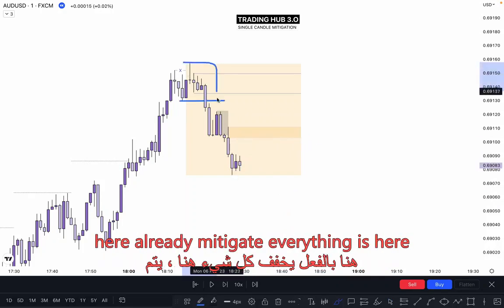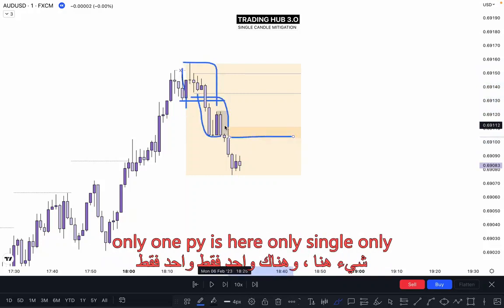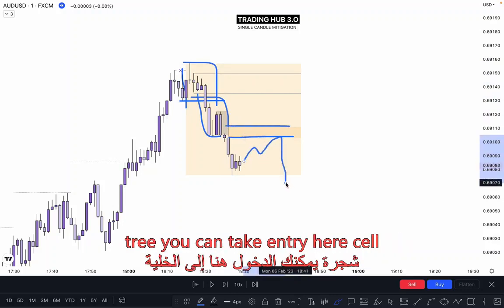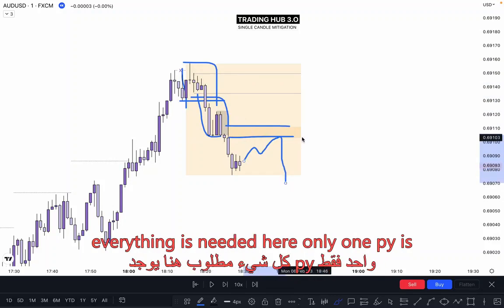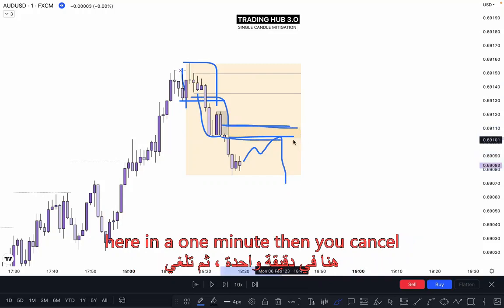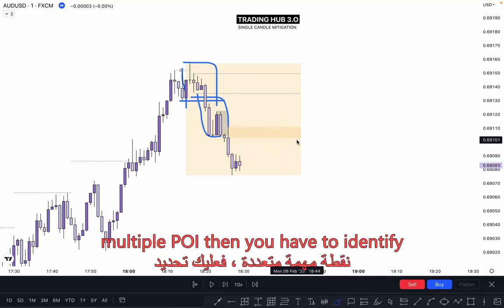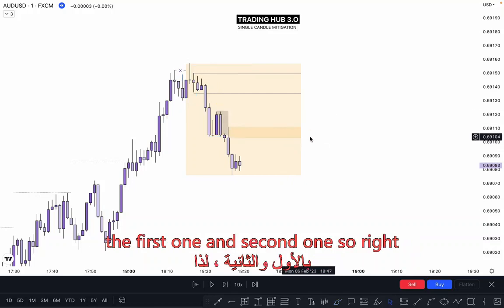Already mitigated, everything is here, right? Everything is mitigated here, and only one PY is here, only unmitigated shadow is here. Then definitely you can take entry here, sell without any hesitation. Why? Because everything is mitigated here, only one PY is here in a 1 minute, then you can sell here directly. Okay, but when you have multiple PY, then you have to identify where is our high probability compared to the first one and second one.